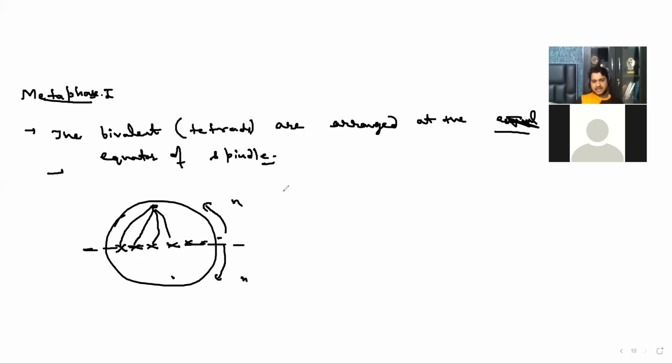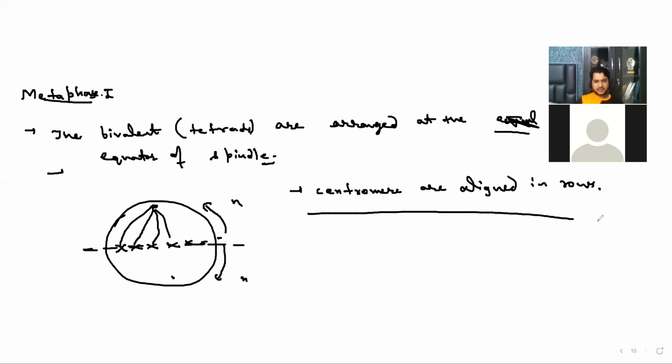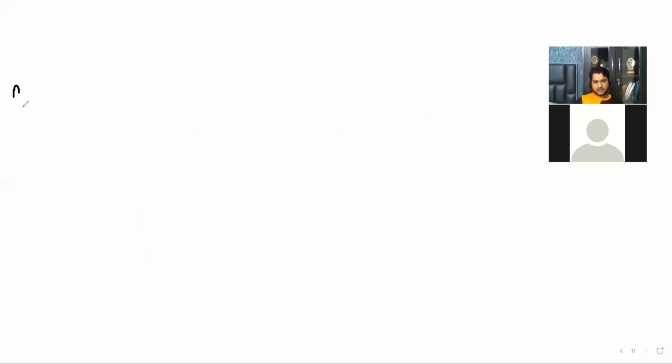So they are arranged in rows. You can see that the centromeres are aligned in rows. So this is metaphase one. That was prophase one, this is metaphase one, and now we have anaphase one.